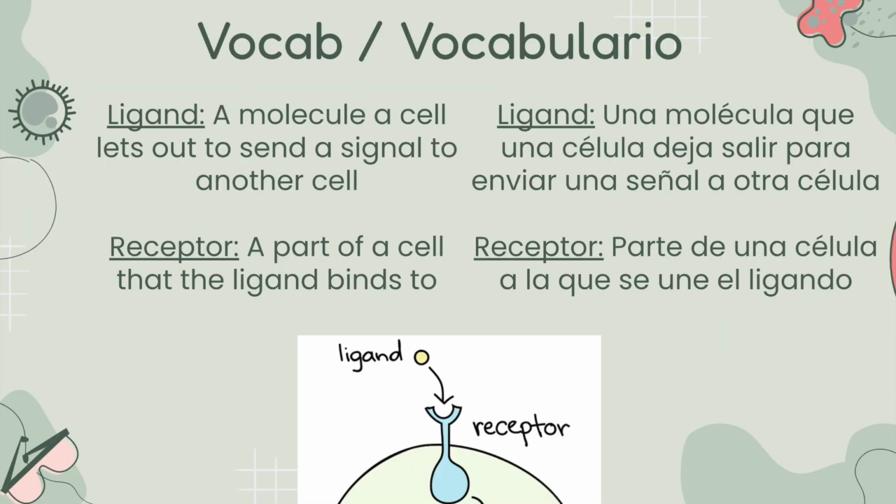Now, let's learn some new vocabulary, which we'll use in our activity and eventually our conclusion. First, a ligand is a molecule a cell lets out to send a signal to another cell. And a receptor is a part of a cell that the ligand binds to send that signal.